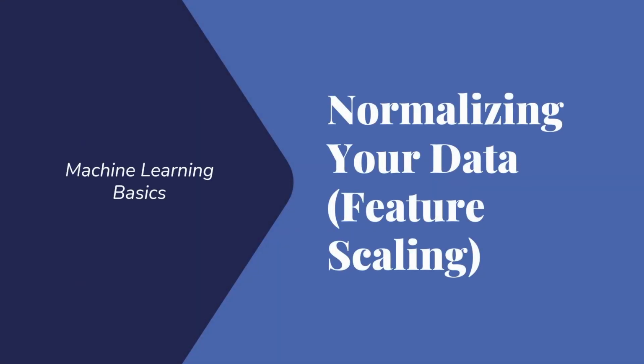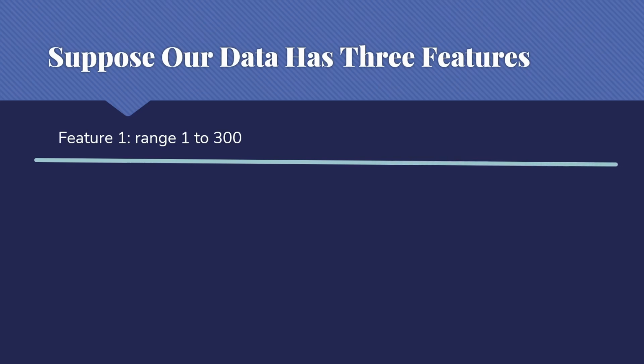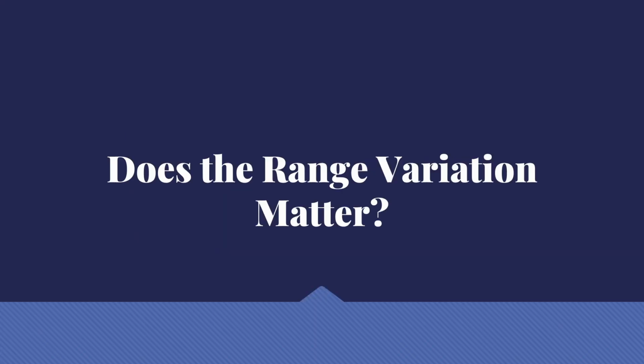Hi, I'm Dr. Califf, and today I'd like to talk about normalizing data or feature scaling in machine learning. Suppose we have some data with three features. The first one has range 1 to 300, the second range 1 to 5, and the third range 1 to 60. Question for you, does the range variation here actually matter?